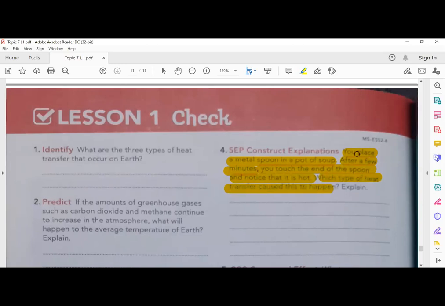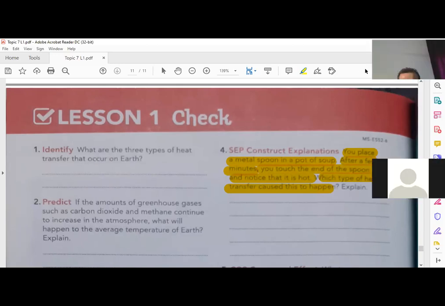Again, you place a metal spoon in a pot of soup. After a few minutes, you touch the end of the spoon and notice that it is hot. Can I have an answer? Conduction. Do you agree with him? Yes. Thank you Amr, thank you Mahmoud.